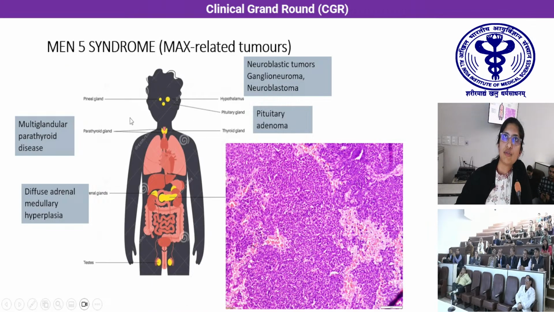So, MEN5 syndrome, which are the MAX-related tumors, other than the histopathology which we have already discussed, this patient can also present with ganglioneuroma and neuroblastoma. This is a histopathological image of neuroblastoma. That's a small round blue cell tumor with scant cytoplasm and inconspicuous nucleoli.